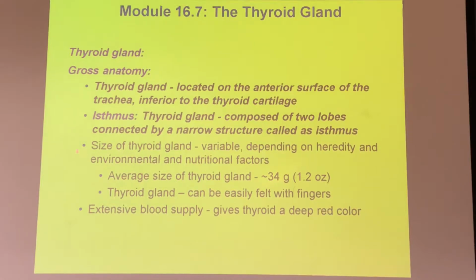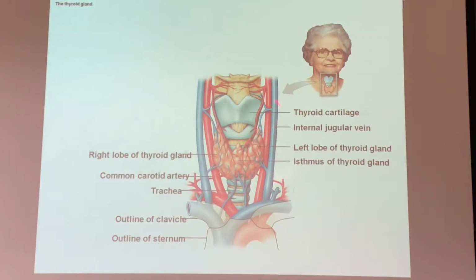Thyroid gland, gross anatomy, you know where it is. So this is the trachea, for example. It is located on the anterior surface of the trachea and inferior to the thyroid cartilage. It has two lobes, and those two lobes are connected by the isthmus. Some of you have seen this thyroid gland in the models, and some of you will see it today. So you can see, this is the thyroid cartilage, and this one is the thyroid gland. It has one lobe, right and left, and they are connected by the isthmus. And this is the trachea.